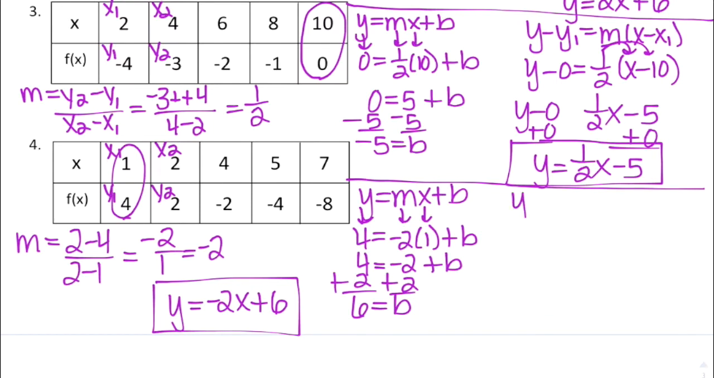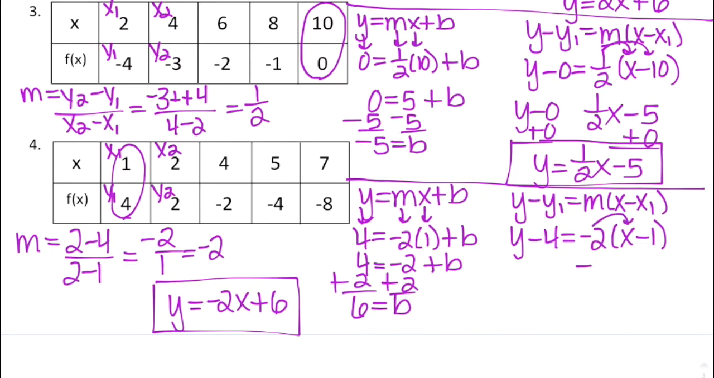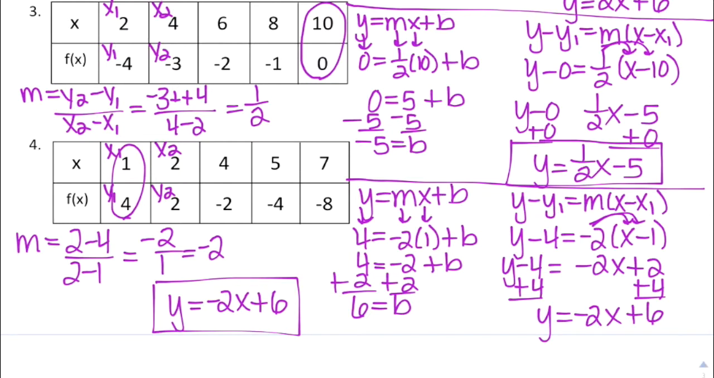If you prefer point slope form, then plugging it in here, I have y minus 4 equals negative 2 times x minus 1. Negative 2 times x is negative 2x. Negative 2 times negative 1 is positive 2. And if I add 4 over, I get y equals negative 2x plus 6.